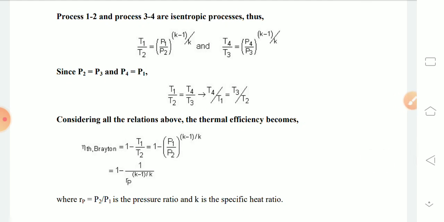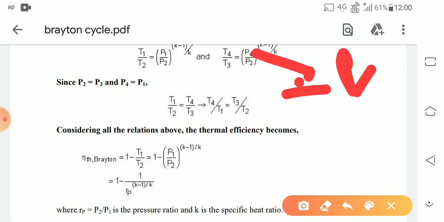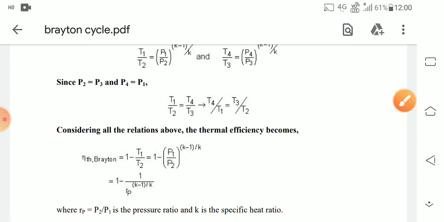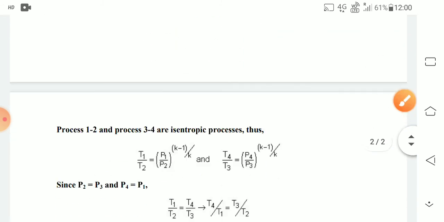So you can write T1 by T2 is equal to, substituting P1 in place of P4 and P2 in place of P3, T4 by T3. That means T1 by T2 is equal to T4 by T3, so you can write T4 by T1 is equal to T3 by T2. Substitute this value in this equation.